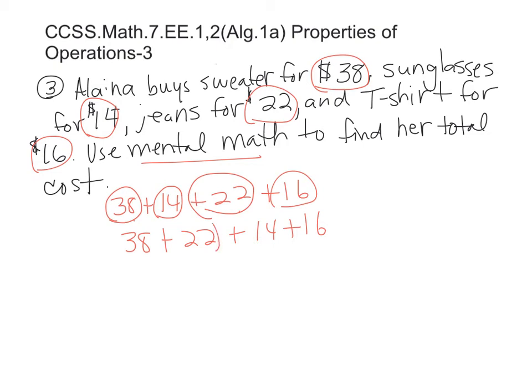And so if we want to group these, we get 38 and 22. Well, we can get that easily. It's 60. And then we're going to group these two. We have 10, 30. And so when we group them together, it's going to be 90. And actually, that's $90 for the total. This wasn't quite mental math, but try to get it.